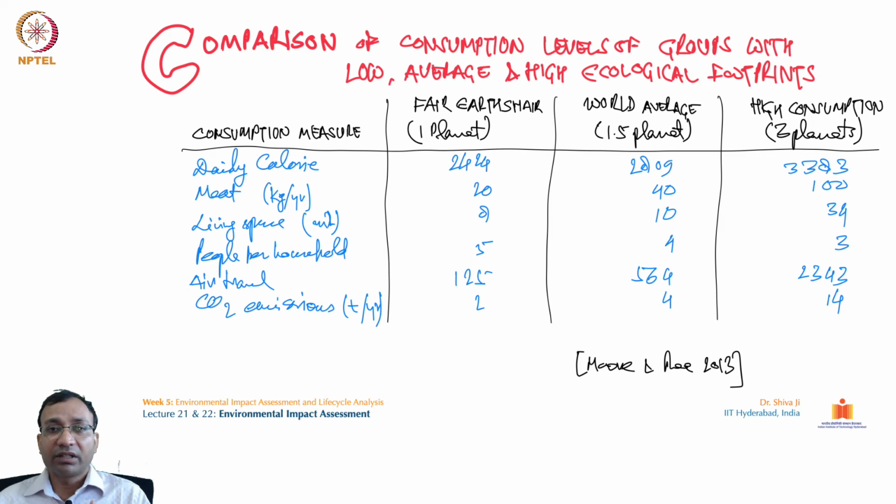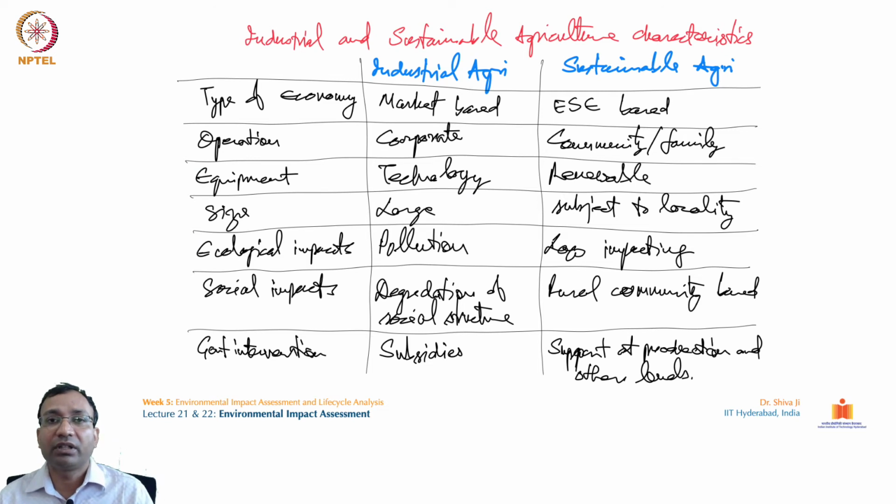In this, the fair earth share column talks about consuming just the resources which can be supplied by one Earth. The figures are given over here, for example daily calorie supply. For the fair earth share it is 2424 calories per day. And if we go for the world average, which is happening right now, we have already exceeded the biocapacity of this planet, and we are standing at the requirement of 1.5 planets, 1.5 Earths. And for the high consumption rate, we require 3 planets.